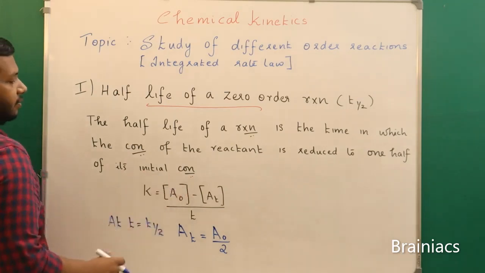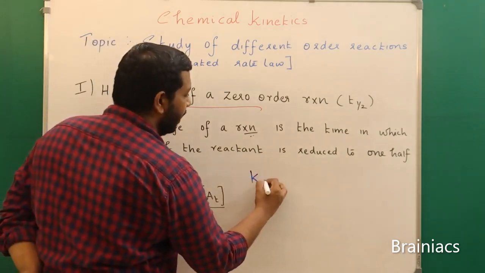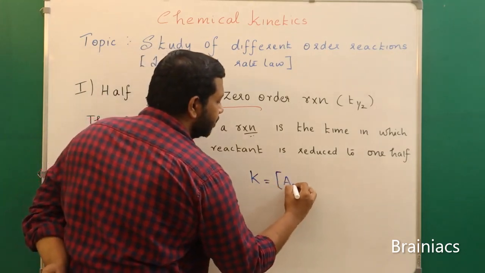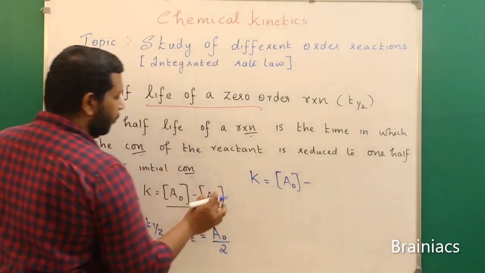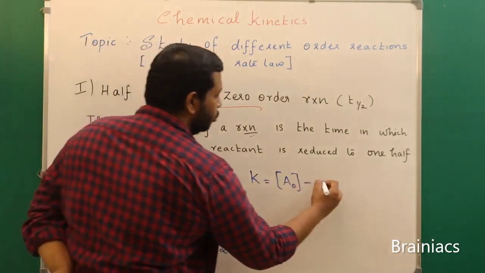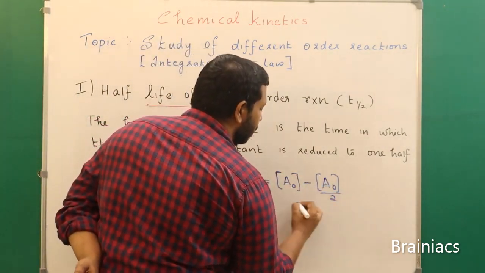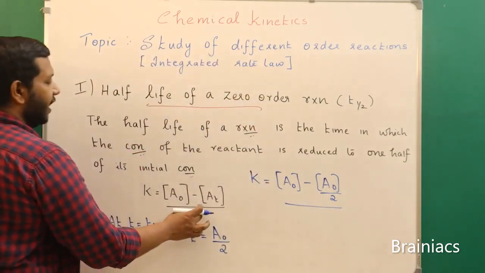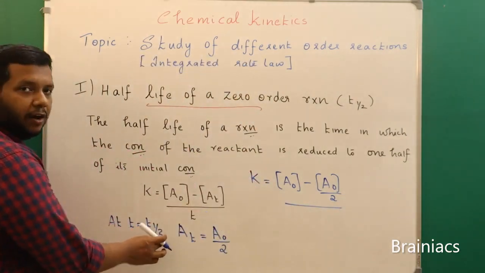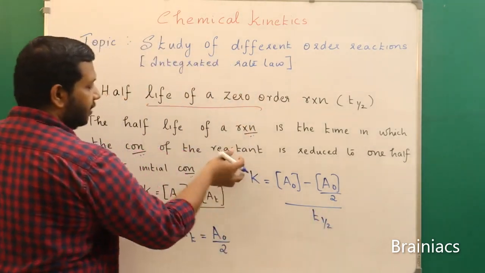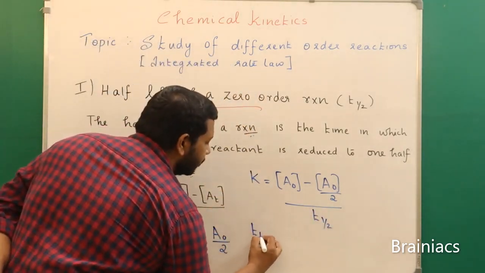Now we can apply this. On applying this, what will happen? k is equal to A0. This will not change. Correct? A of t will become A0 by 2, divided by, what is the time at that point of time? t half. So I will apply t half. Take t half here because I am deriving the equation for t half.